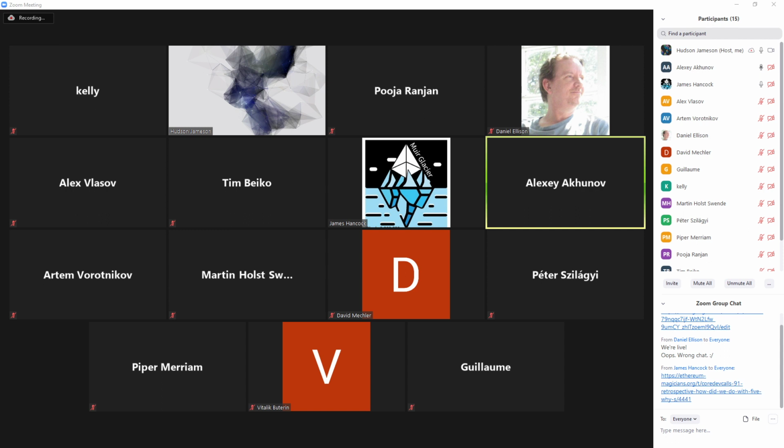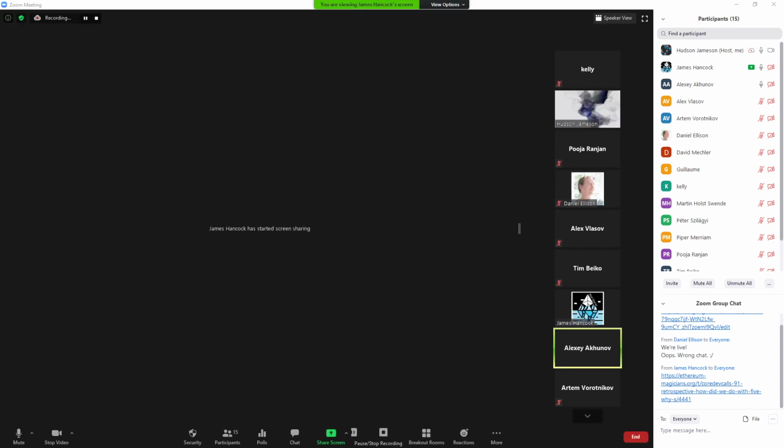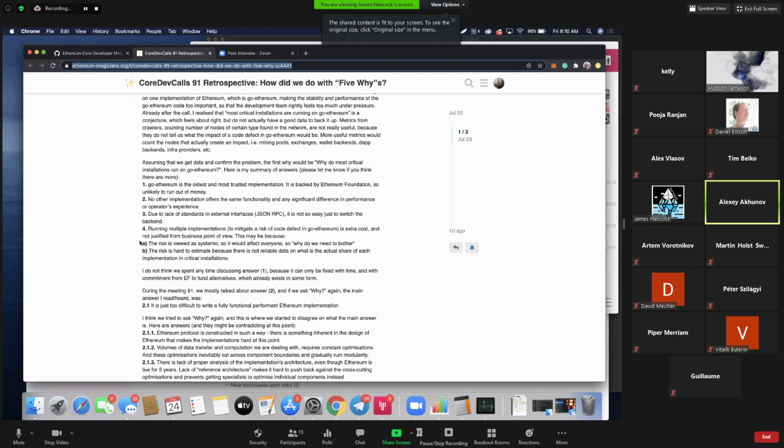Number 3 is that we have a lack of standards for external interfaces. That was mentioned after the call by Tim: sometimes it's not easy to get people to switch from one to another, because there is a disparity in how, let's say, JSON RPC behaves. And number 4 is that people could run multiple implementations to mitigate the risk of a defect in Go Ethereum, but it is at extra cost, and a lot of times it might not be justified from a business point of view.